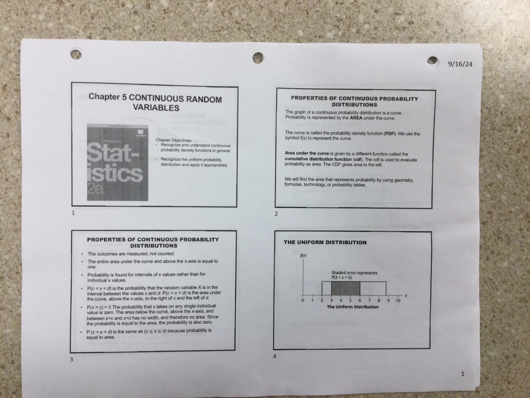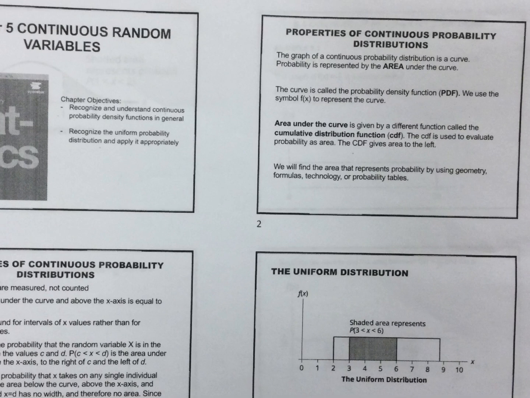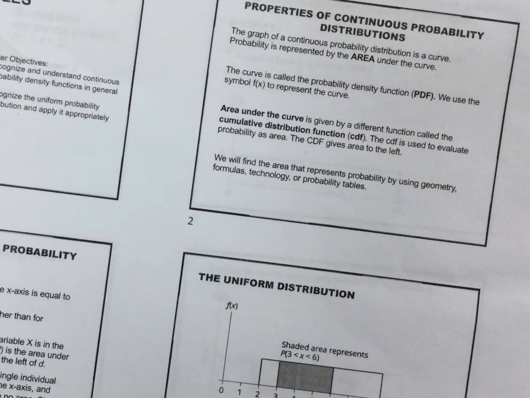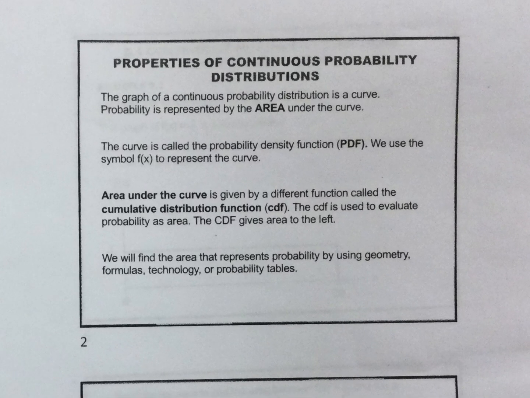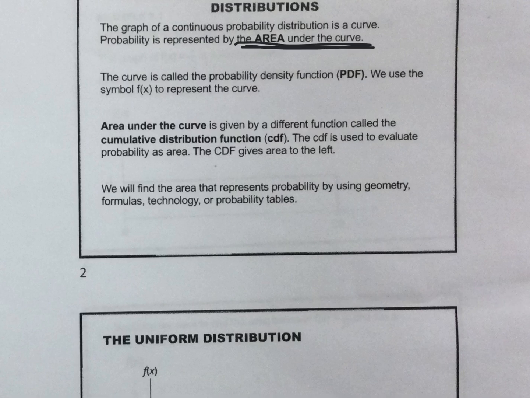Okay, so today we're going to do chapter 5, continuous random variables. Let's start with some of the properties. The probability, we're going to be talking about the area under the curve, okay? The graph is a curve, and we're going to talk about the area under it. Area under the curve is given by CDF.